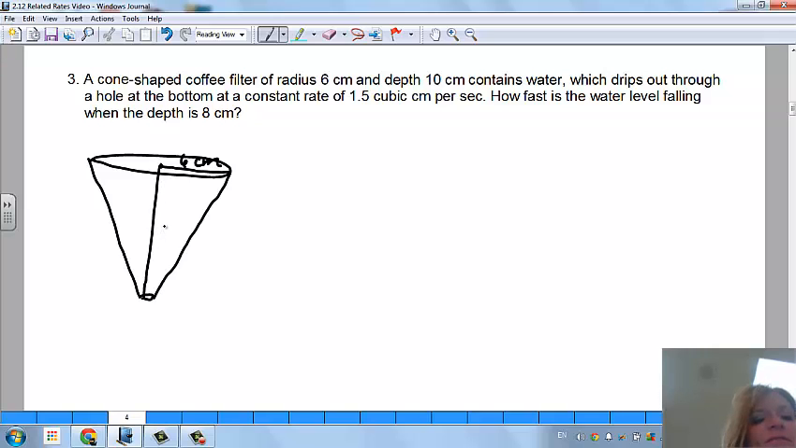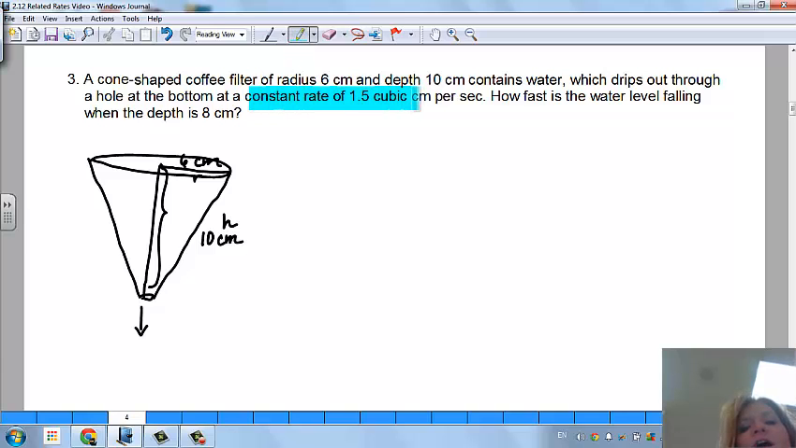So here's our depth of 10 centimeters. Actually, I'm going to put this outside, 10 centimeters. I'm going to call this the height, and this is the radius, okay? And the water drips out of the cone through a hole at the bottom at a constant rate of 1.5 cubic centimeters per second. What's important is to look at the actual units, cubic centimeters per second, because that will tell you what it is.